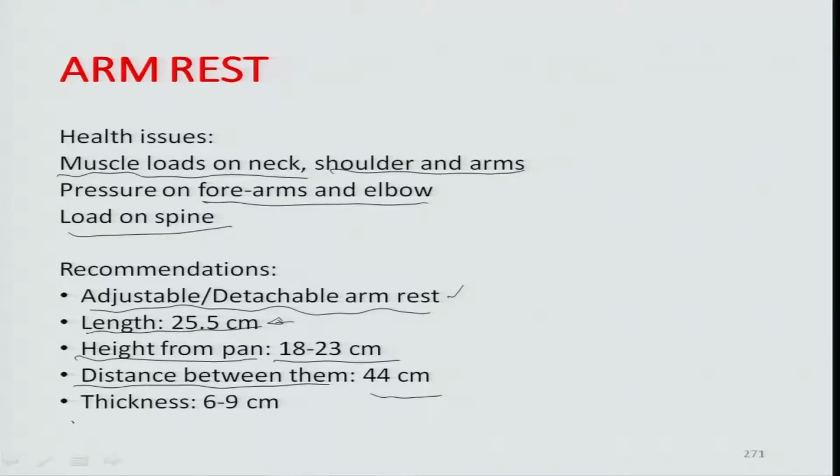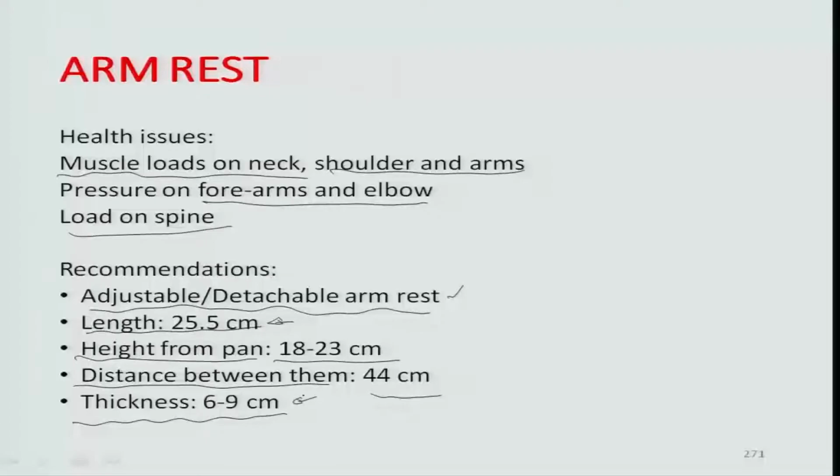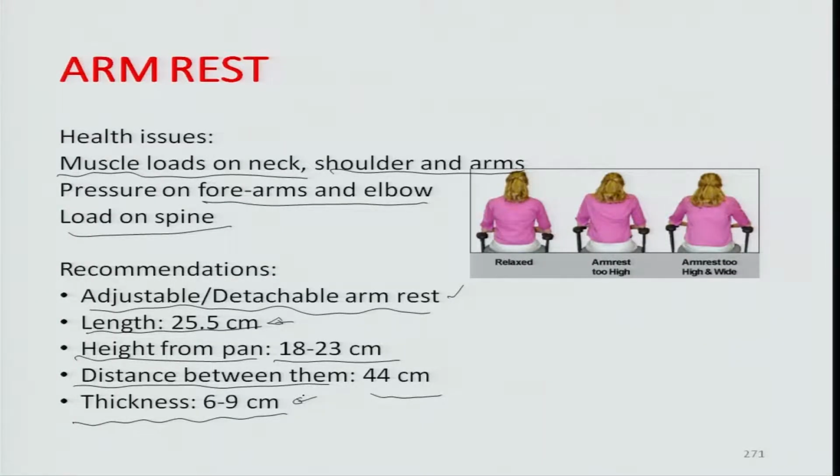There are also thickness related issues. Thickness is typically the breadth of the armrest across which you are resting the whole elbow, and so it should span about 6 to 9 centimeters. And you can look at this cartoon here to see how it may make seating very uncomfortable if the armrest is too high or too wide and high, in comparison to just about enough, so that there is proper relaxation while seating, in this kind of orientation.